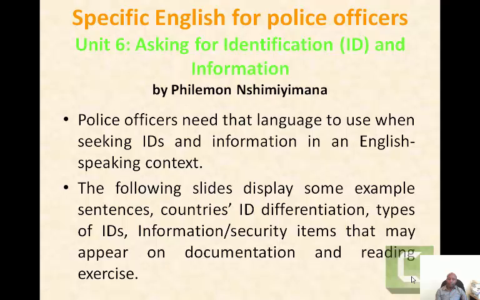Specific English for Police Officers, Unit 6, asking for identification and information. Police officers need that language to use when seeking identifications and information in an English-speaking context. The following slides display some example sentences, countries, identification differentiation, types of identification, security items that may appear in documentation, and a reading exercise.